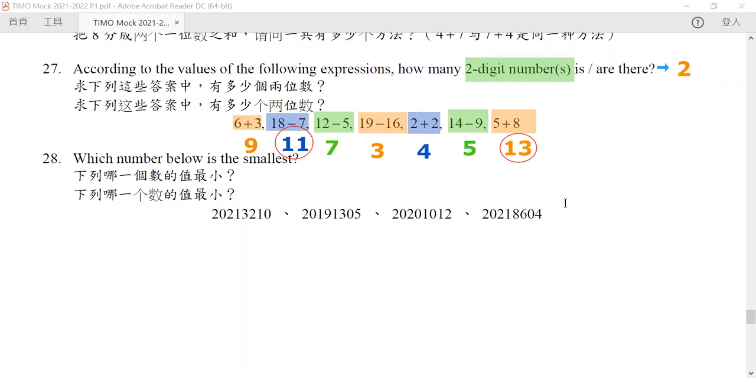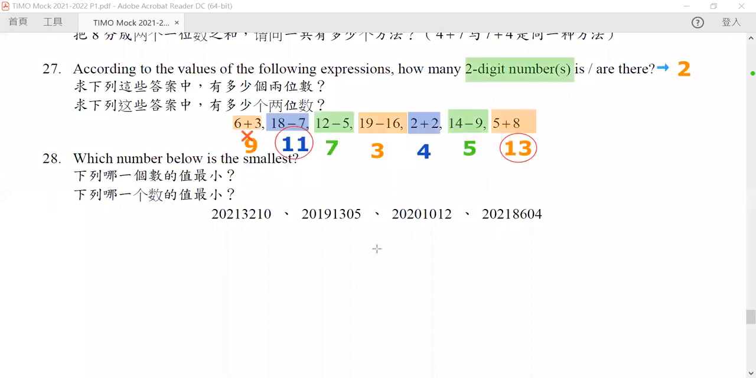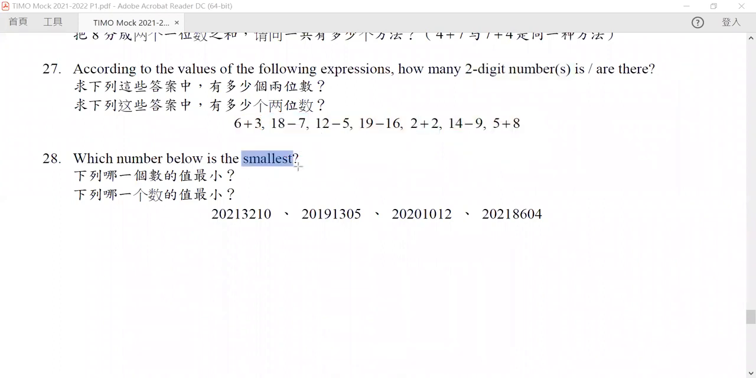Okay, let's go to question 28. Which number below is smallest? Again, recall the last time we talked about the smallest. What do you mean by smallest? Well, for a number to be smallest, we compare the digits.